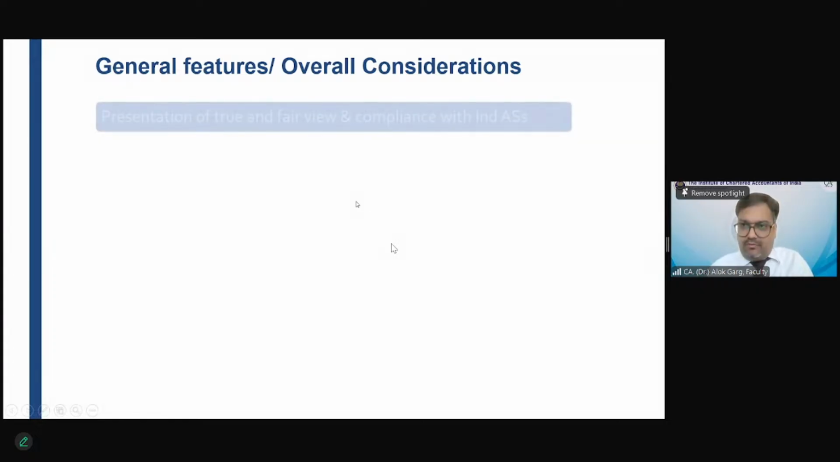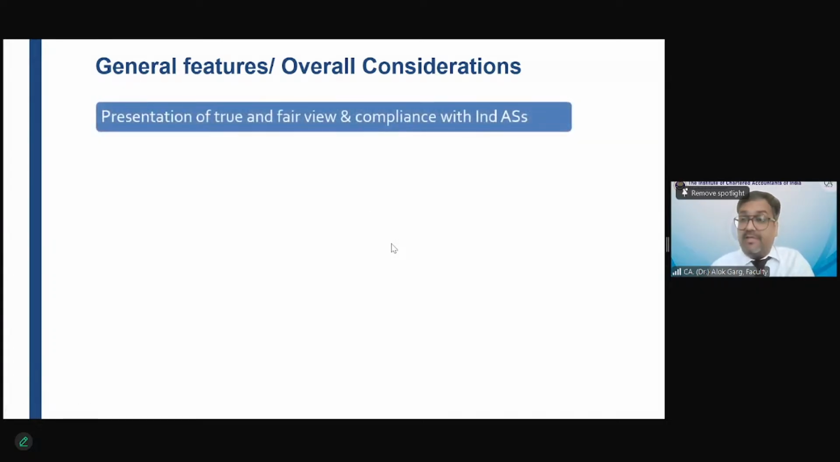Now, what else has been given in Ind AS 1? Ind AS 1 also provides some general features or overall considerations. For example, Ind AS 1 says that the financial statement will reflect a true and fair view if it complies with all Ind AS. That is para 16 of Ind AS 1. I remember that para and hence I'm quoting it, but you're not required to quote that para. Ind AS 1 says there is a requirement of giving a statement of compliance.